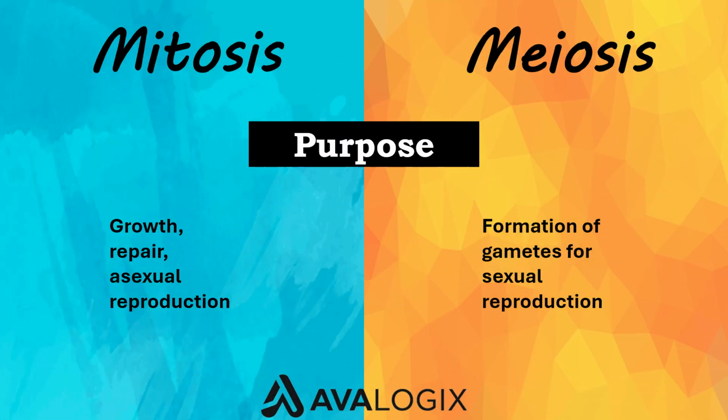Let's begin with the purpose of these two fundamental processes. Mitosis serves everyday functions. It's responsible for growth, tissue repair, and asexual reproduction in multicellular organisms. Whenever you heal a wound or grow in height, mitosis is at work. Meiosis, in contrast, has a very specialized role. It occurs only in germ cells to produce gametes, sperm in males, eggs in females, and is essential for sexual reproduction. Importantly, meiosis ensures that the chromosome number is halved, so when fertilization occurs, the diploid state is restored.